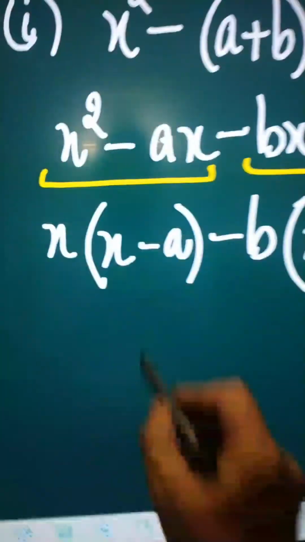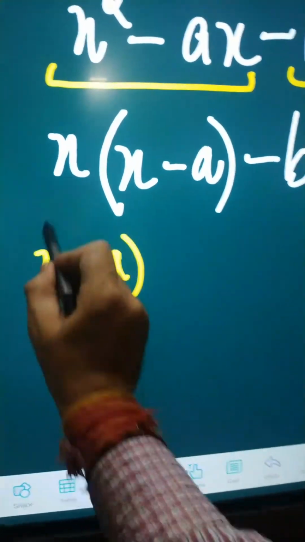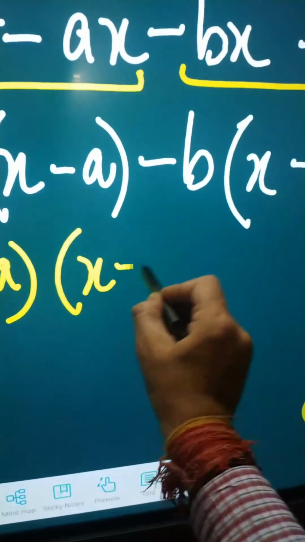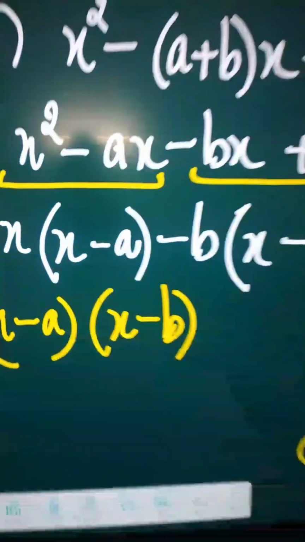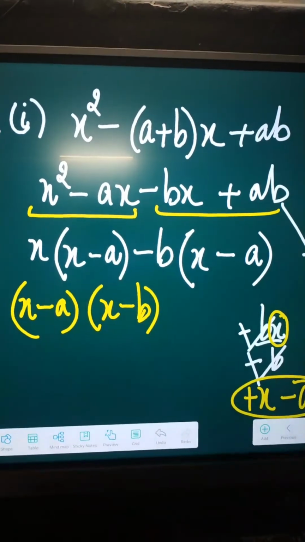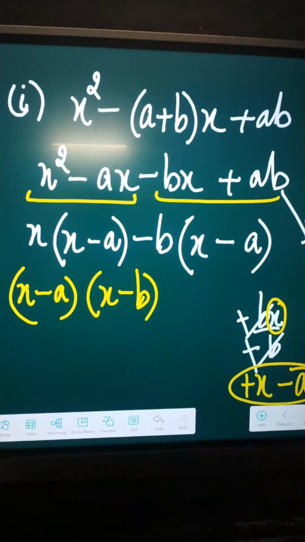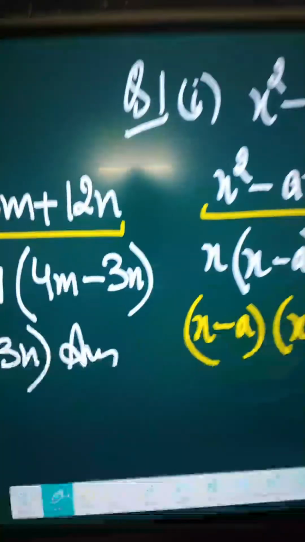And now what is the answer? The answer is x minus a and x minus b. This is the answer. Got it? So let's do some more.